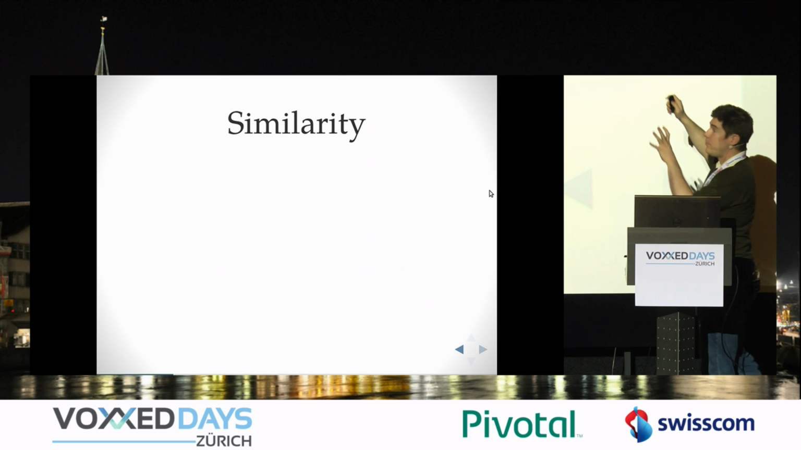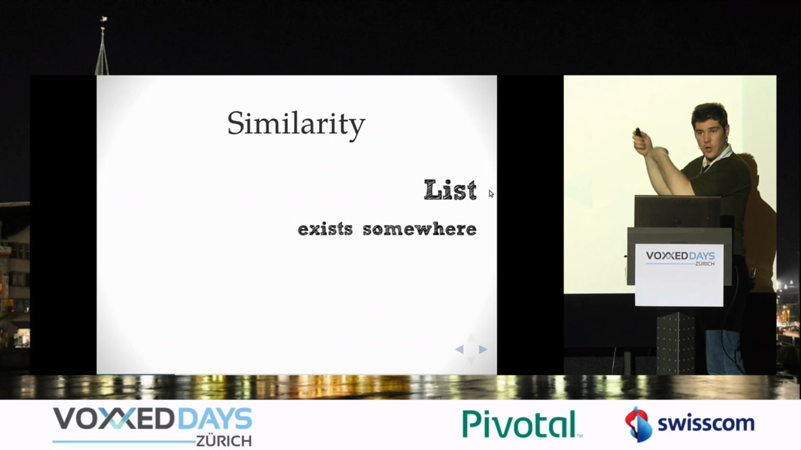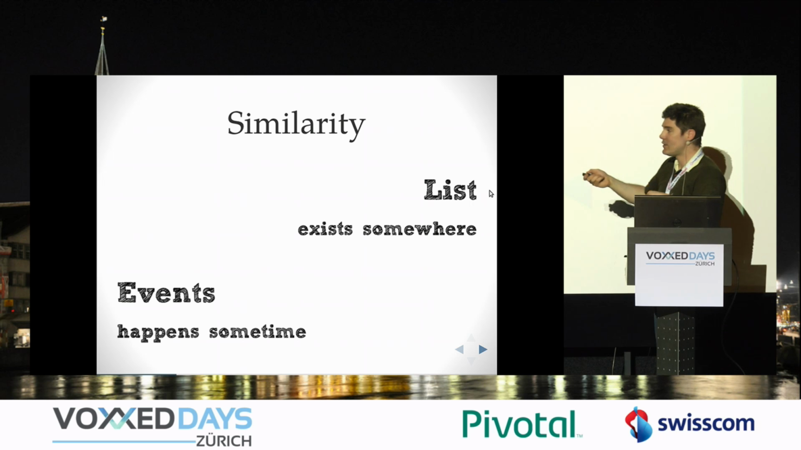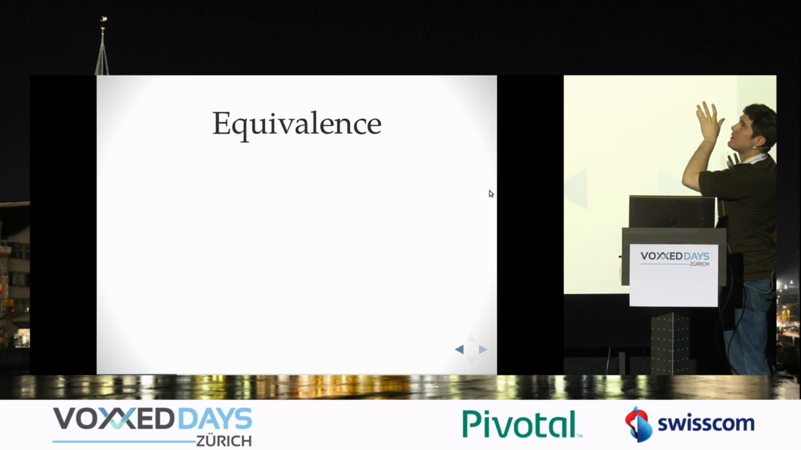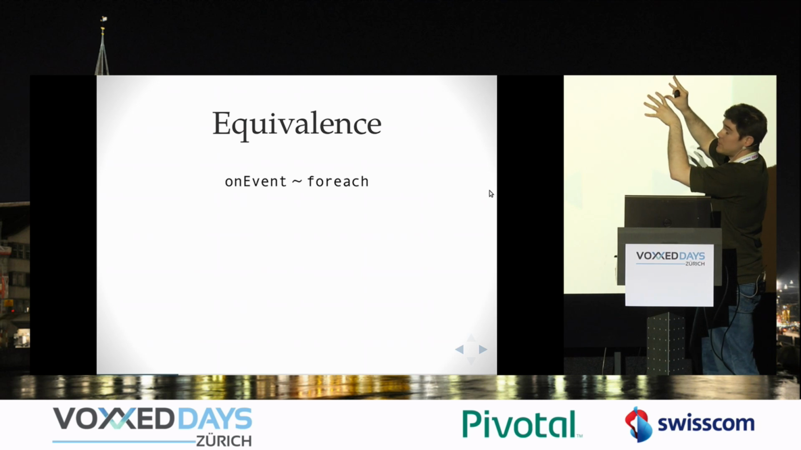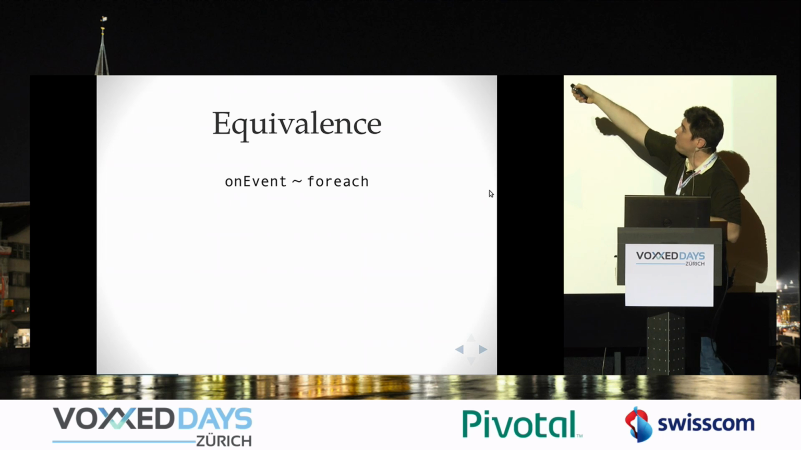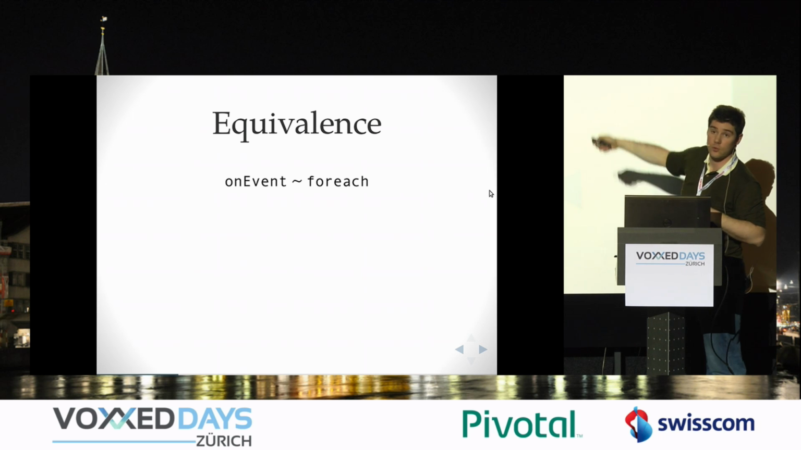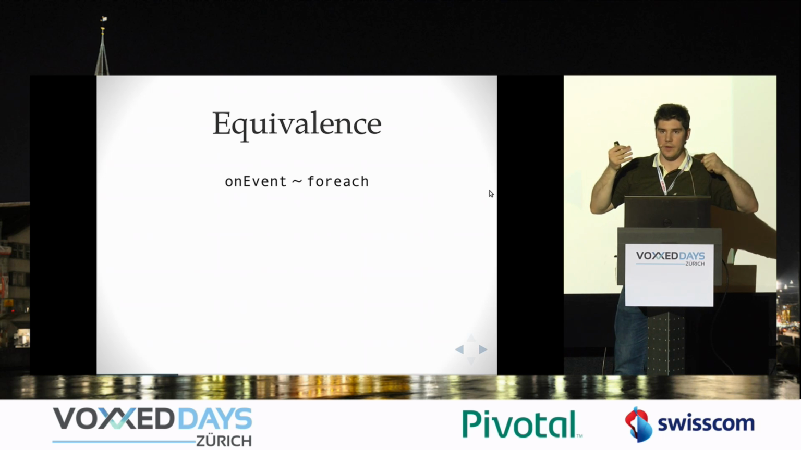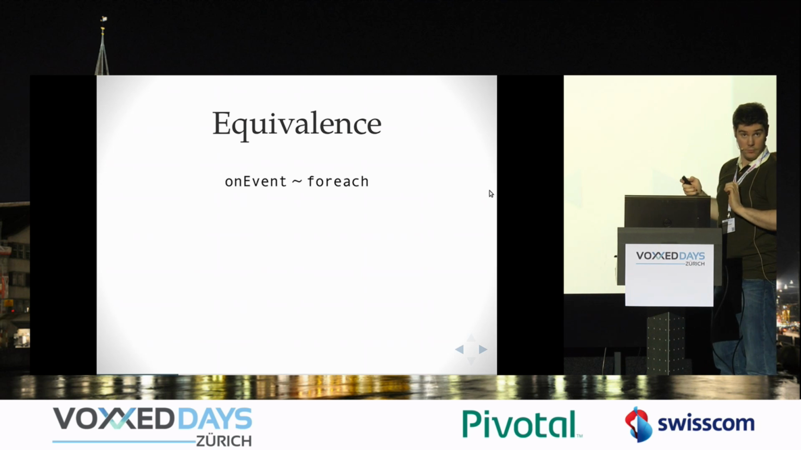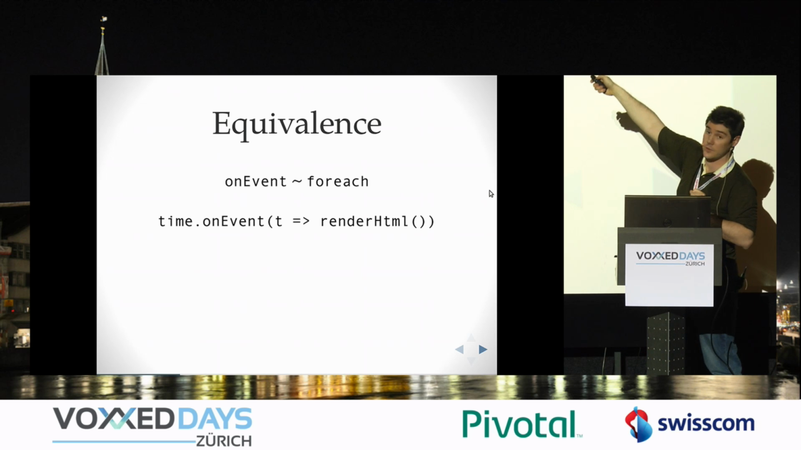If you think about it, there's actually a similarity between a list, for which the elements exist somewhere in memory, and events, which happen sometime. But this is more than just a similarity. I claim that it's an equivalence, because when you think about these two operations that these two collections expose, an event stream and a list, then onEvent is equivalent to for each. It does exactly the same thing. It says, when an element becomes available, apply a user-defined function on it. So for example, you can call onEvent on time to do the rendering.